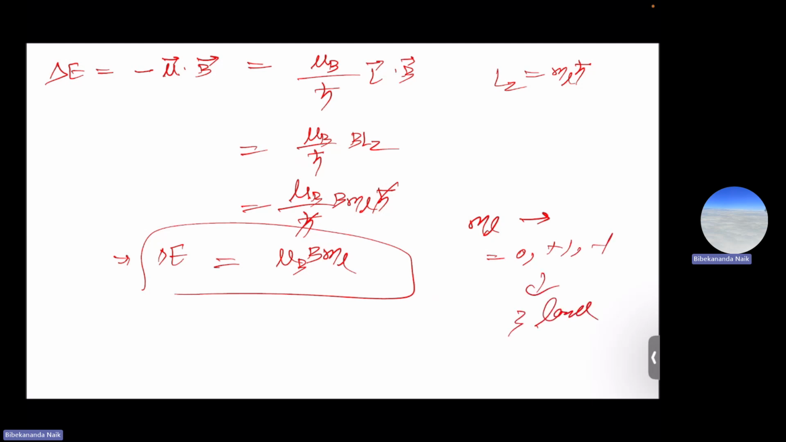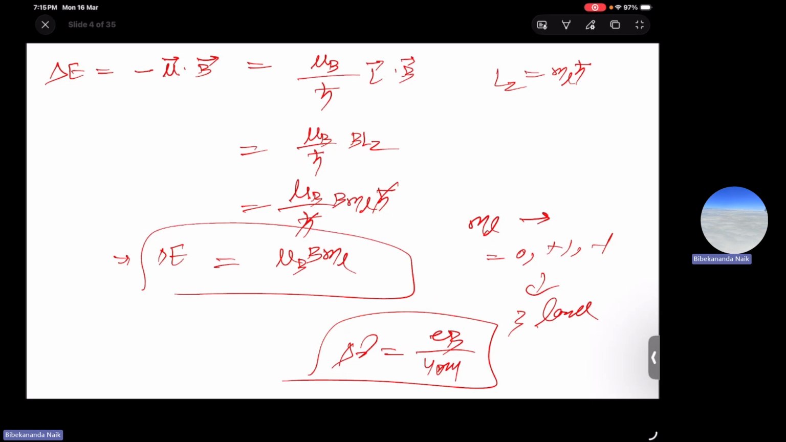Similarly, the splitting of the spectral line is according to the formula eB by 4 pi m that was discussed in the week's lecture. Similarly, if you talk about the anomalous Zeeman effect, let's add a few slides.